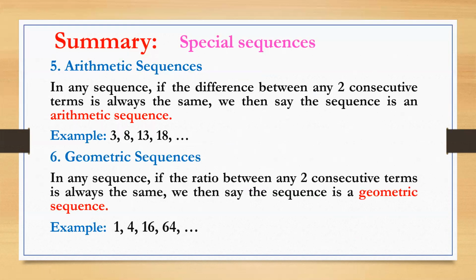And if the ratio in any sequence between any two consecutive terms is always the same, we say that it is a geometric sequence. For example, here we are multiplying by 4 to get the next term. So the ratio is 4. And we have the same ratio throughout, so it is called a geometric sequence. We have also learned how to find an expression for the nth term for these two types of sequences, arithmetic and geometric sequences.